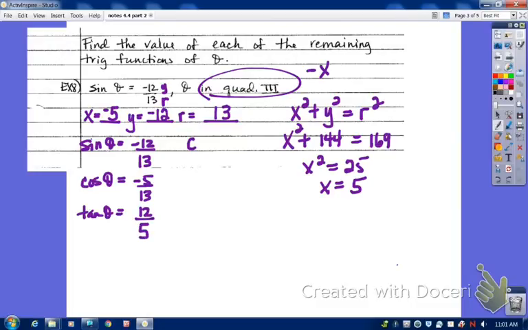And then I'm going to do cosecant. And I'm just going to use my reciprocal identities. So cosecant's going to be negative 13/12. Secant's going to be negative 13/5. And cotangent is going to be positive 5/12.